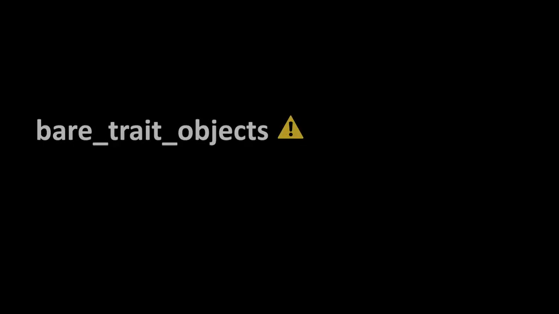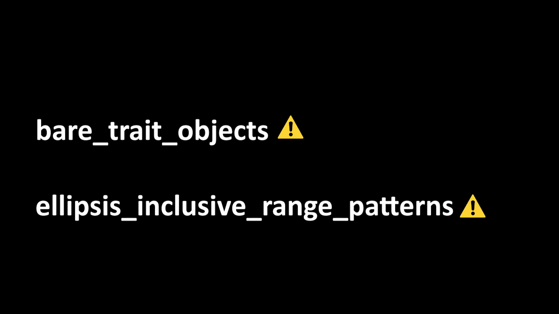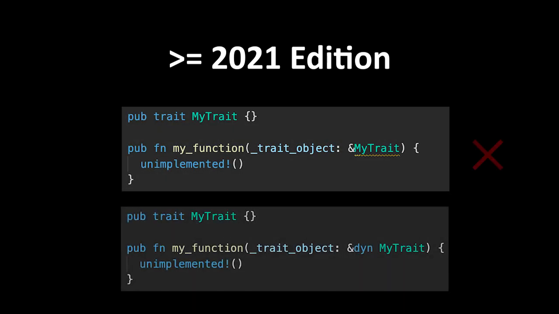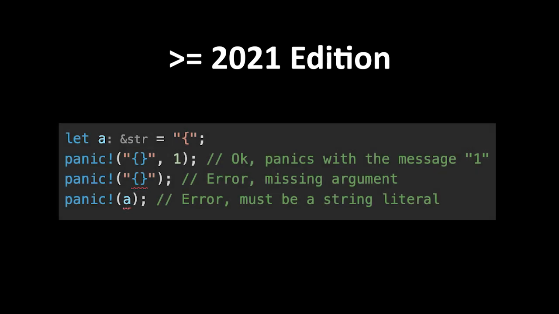In addition to these changes, here are some other updates. The bare trait objects warning and ellipsis inclusive range patterns warning have been promoted to errors. This means using the dyn keyword to identify trait objects will be mandatory starting in the 2021 edition. The panic macro now always expects format strings, which is consistent with other macros such as the println macro.